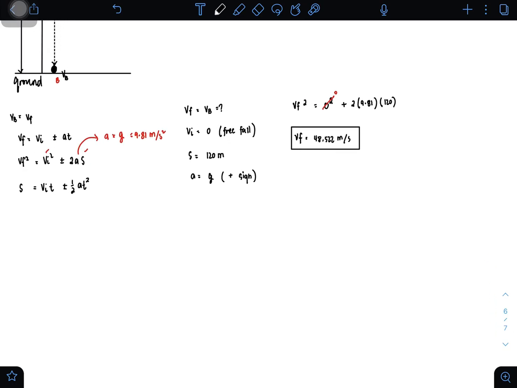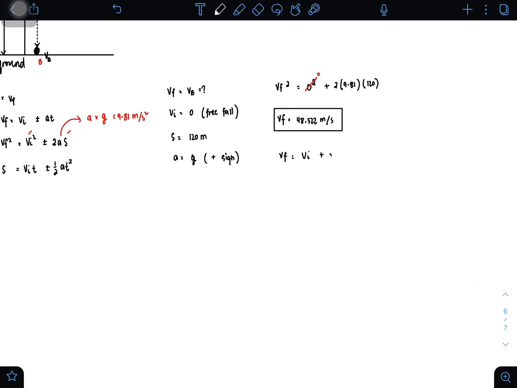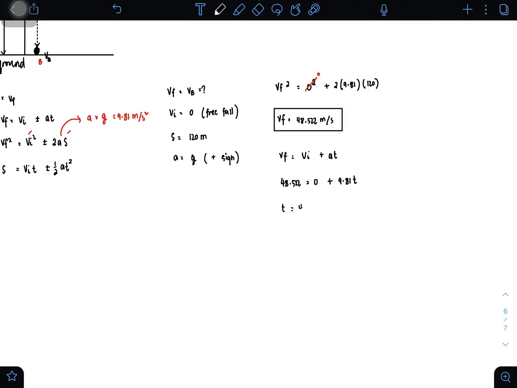Since we're asked to solve for that, we have the final velocity equal to the initial velocity plus, we're going to use the plus again because it's free falling. We're talking about the elevator that is falling down. Acceleration times the time. So the final velocity is 48.522, and that's equal to the initial velocity, which is 0, plus 9.81 times the time. So the time is 48.522 divided by 9.81. That's 4.946 seconds.